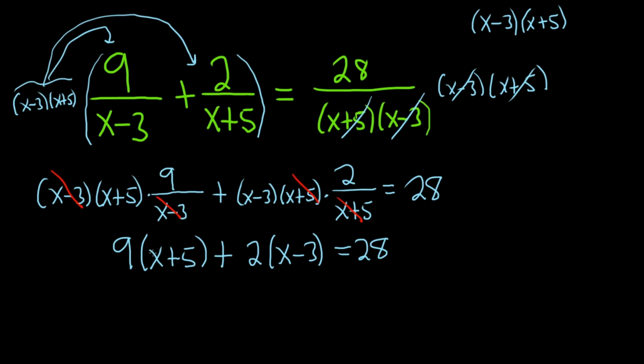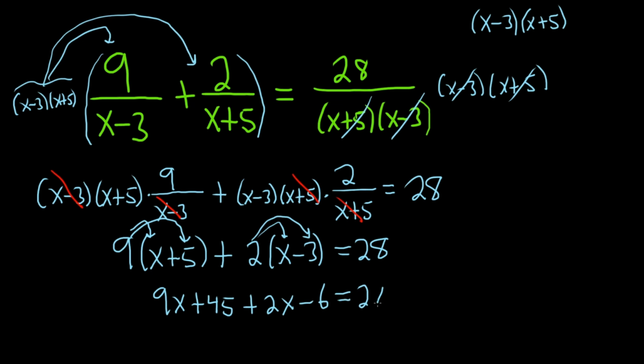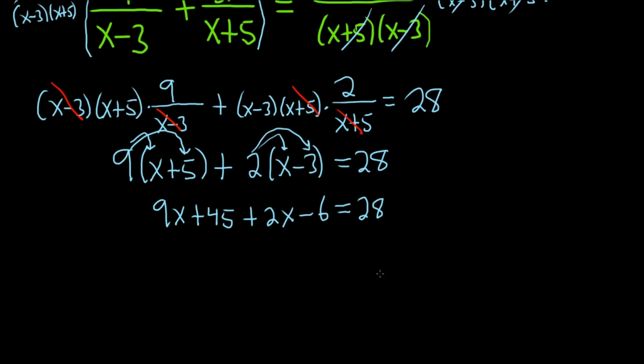All right, now let's go ahead and distribute. 9 times x gives us 9x, and 9 times 5 gives us 45. Plus 2 times x gives us 2x, and 2 times negative 3 is negative 6. And this is equal to 28. Now we can combine like terms. 9x plus 2x is 11x. 45 minus 6 is 39. And that's equal to 28. Then we can subtract 39 from both sides.